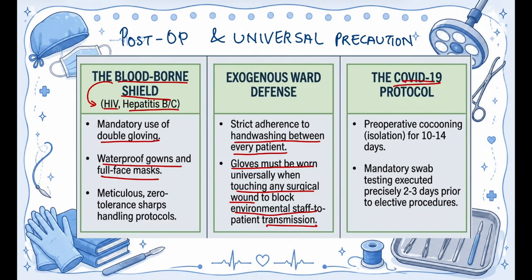And to block COVID-19, hospitals enforce preoperative cocooning. This requires strict isolation for 10 to 14 days. They also execute mandatory swab testing precisely 2 to 3 days before any elective procedures.